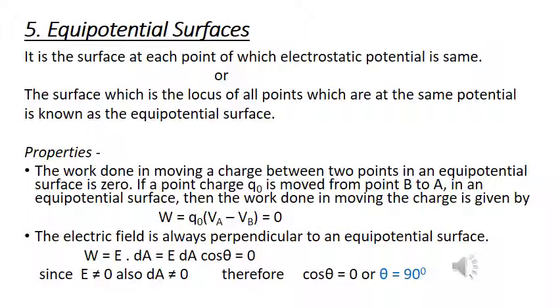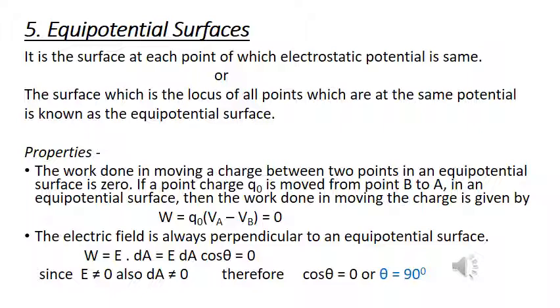Next topic is equipotential surfaces. Here the meaning of this topic is hidden in its name, as it is composed of two words which are equal and potential, and combining these two it becomes equipotential. So equipotential surfaces are the surfaces at which the potential at each point is equal. Therefore, we can define an equipotential surface as the surface at each point of which electrostatic potential is the same, or in other words, the surface which is the locus of all the points which are at the same potential is known as the equipotential surface.